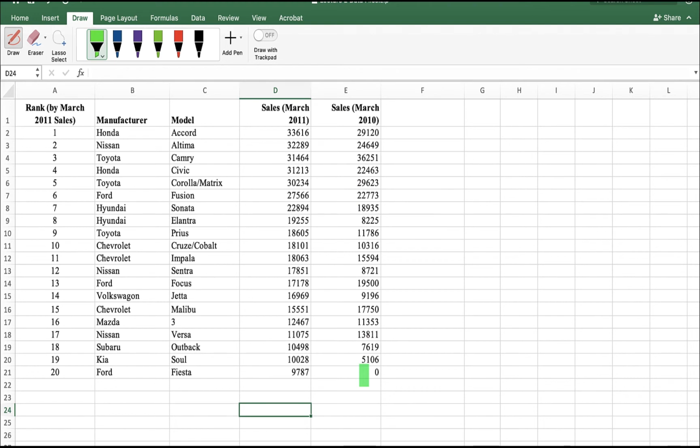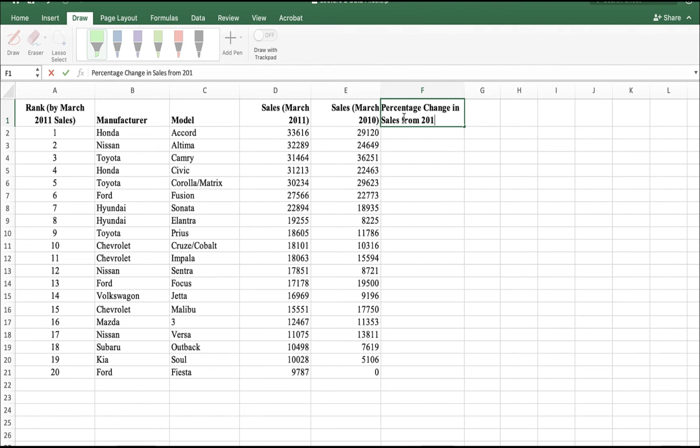The first thing I'd like to do is add in the percentage change in sales, let's put it in here, the percentage change in sales from 2010 to 2011. Okay, that's what we'd like to do in here. So how am I going to do that? I want to see how much the sales changed by. Here they increased. I don't want the amount, I want the percentage.